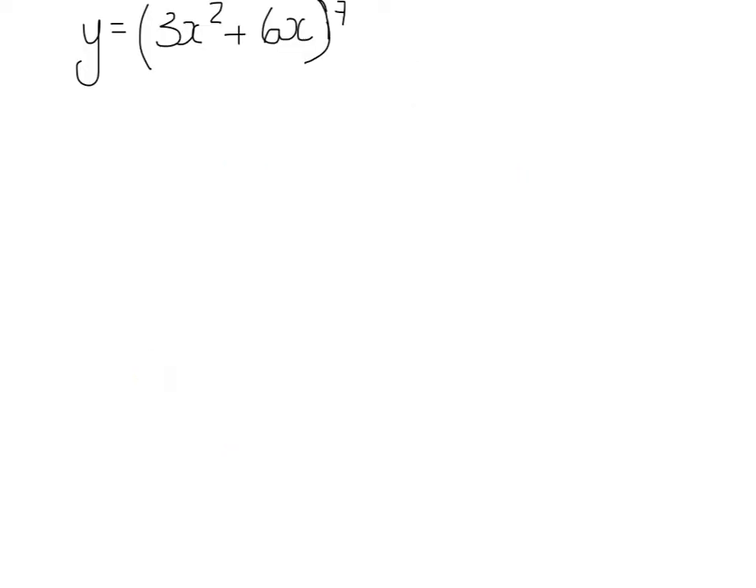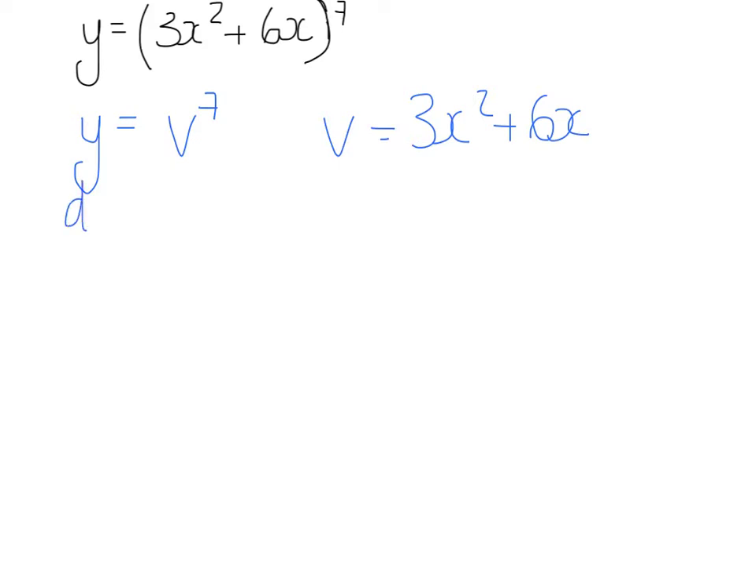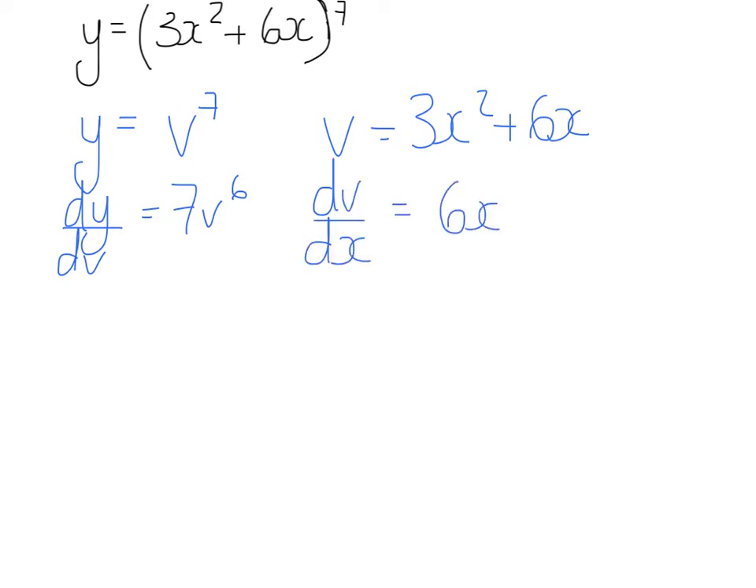y equals (3x squared plus 6x) all to the power of 7. So if we introduce this new variable, we can say that we've got y equals v to the 7, where v is 3x squared plus 6x. So our function y is now in terms of v, and our function v is now in terms of x. So when we differentiate y, we differentiate it in terms of v, and that's 7v to the 6. And when we differentiate v in terms of x, we get 6x plus 6.